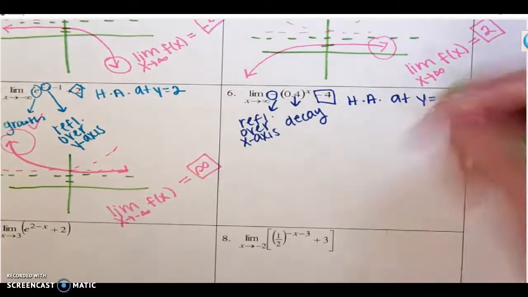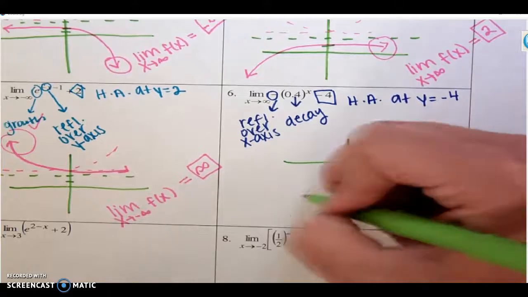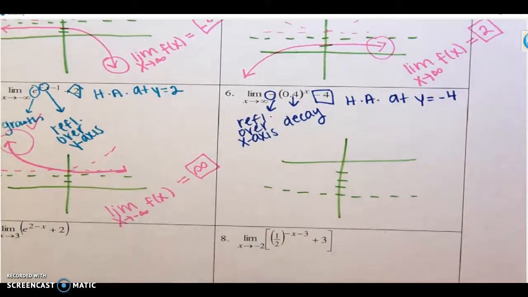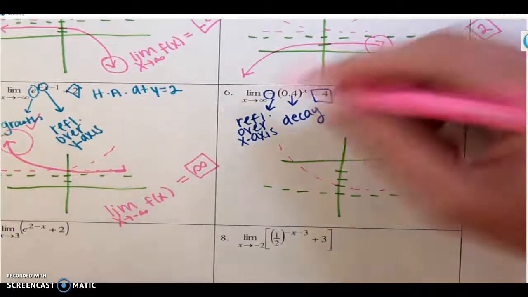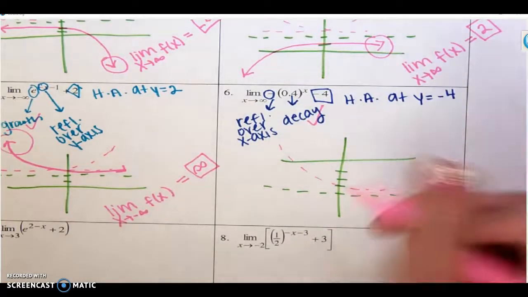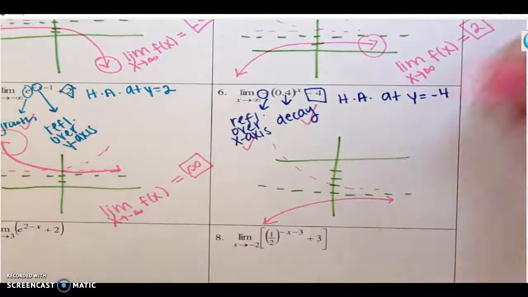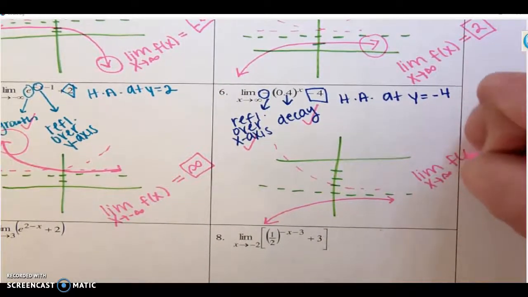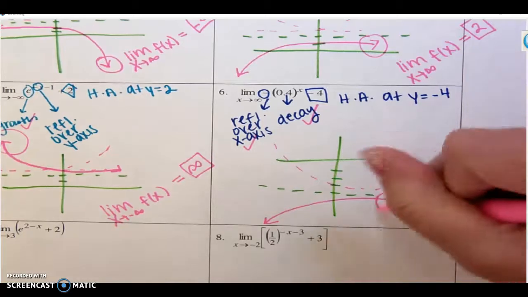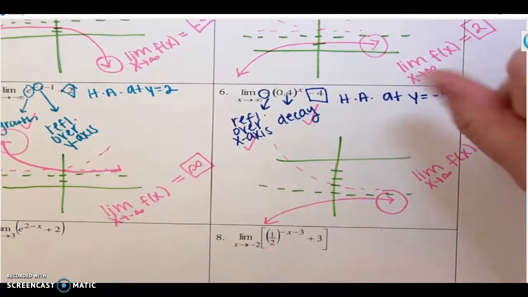Okay, so if we draw this, we've got our horizontal asymptote. We're going to start out as decay, but then we have to reflect over the x-axis, so the graph is going to look like this. We want to find the limit as x approaches infinity, so that's the right side end behavior, and that's going closer and closer to that horizontal asymptote -4.